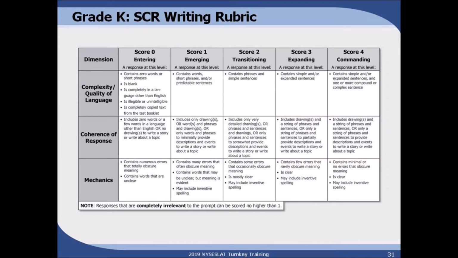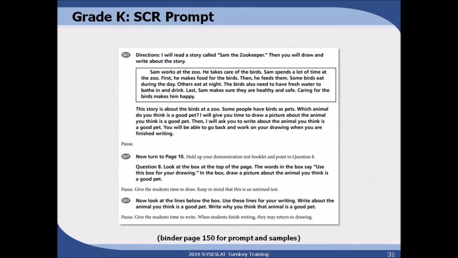The mechanics dimension evaluates clarity of meaning and the degree to which errors in spelling, capitalization, punctuation, and grammar obscure meaning. This dimension is the same at all grade bands. The kindergarten SCR passage is called Sam the Zookeeper. Please follow along on page 150 of the Turnkey materials as you listen to Sam the Zookeeper and the prompt that follows. Directions. I will read a story called Sam the Zookeeper. Then you will draw and write about the story.